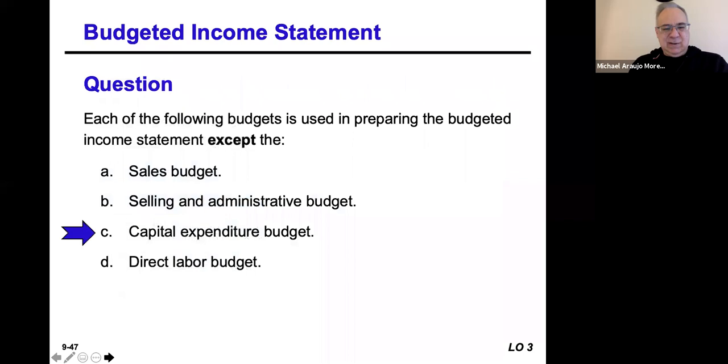Fascinating, I know. Okay, so we use all of these budgets except for, well, we haven't gotten to those capital expenditure budgets yet. We've only been doing operating budgets. So sales budget, direct labor, selling and administrative are all operating budgets.